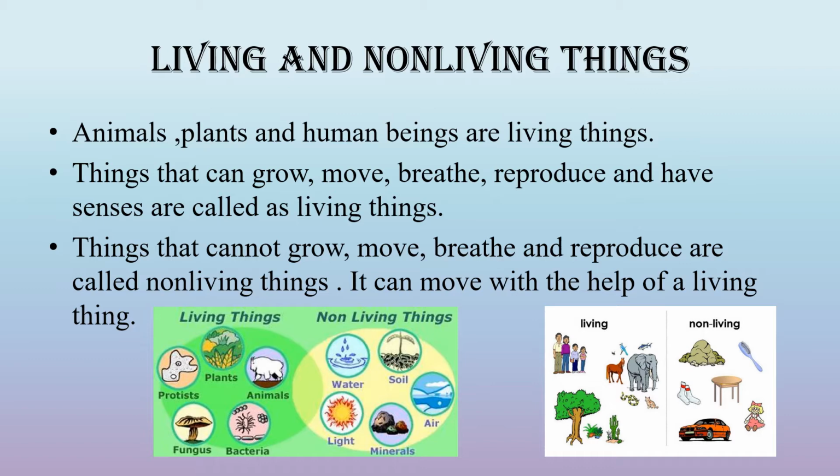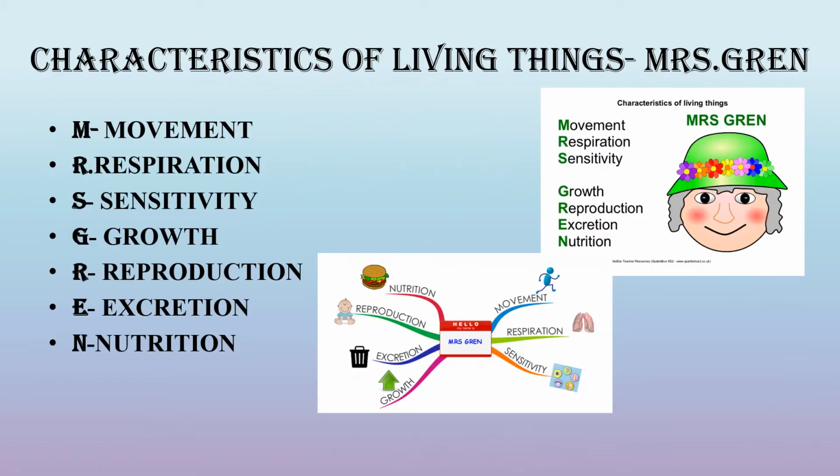And non-living things cannot grow, move, breathe, or reproduce. They can move with the help of an external force or with the help of a living thing. So in this video we will learn about the different features of living things. As a mnemonic we call it MRS GREN. M is for movement, R is for respiration, S is for sensitivity, G is for growth, R is for reproduction, E for excretion, N for nutrition.